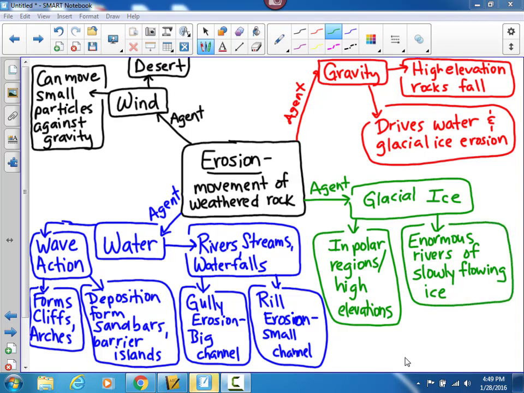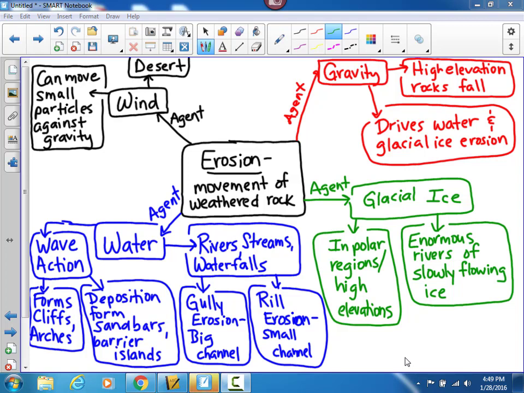And it flows downhill according to gravity. So you have lots of ice that the weight of it will cause it to flow very, very slowly, maybe down the side of a mountain or downhill. Glacial ice is what's responsible for much of the landscape in the Midwest.